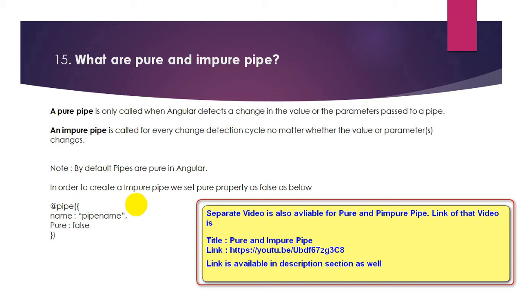In case of a pure pipe, your transform method executes only when the source value changes. But in case of an impure pipe, your transform method will execute on every change detection cycle. Like if you click on some button, your transform method will execute again. And it's a performance hit. So we should not write an impure pipe unless it's really required.